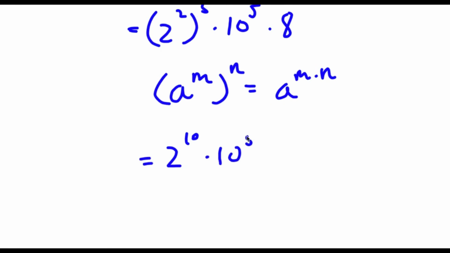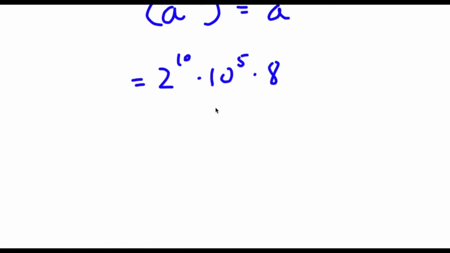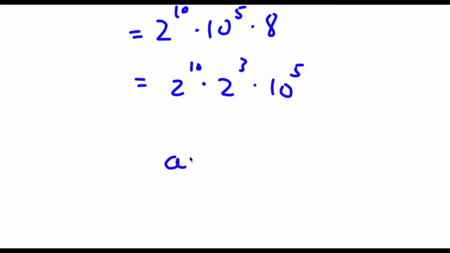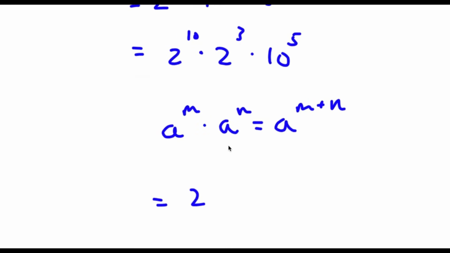Now I have this times 10 to the power of 5 times 8. So now, 8 is the same thing as 2 to the power of 3. So now I have 2 to the power of 10 times 2 to the power of 3 times 10 to the power of 5. Now if I have something of the form a to the power of m times a to the power of n, this is equal to a to the power of m plus n. So 2 to the power of 10 times 2 to the power of 3 is going to equal 2 to the power of 10 plus 3, which is 13. So now I have 2 to the power of 13 times 10 to the power of 5.